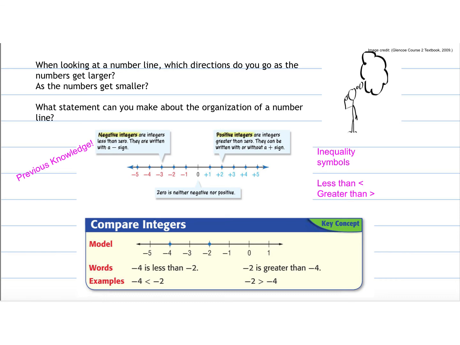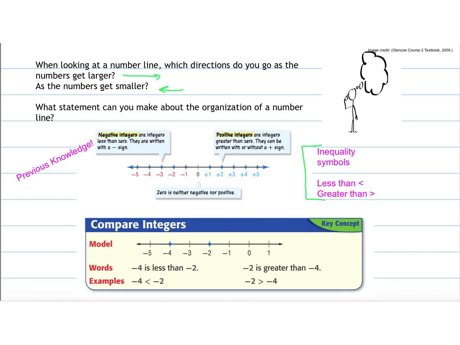Okay, again, some things to think about here. When looking at a number line, which directions do you go as the numbers get larger? Okay, as the numbers are getting larger, we're going to the right. As the numbers get smaller, we're going to the left. And so what statement can you make about the organization of a number line? Okay, so then just thinking about how number lines are made up. This again is review from earlier. The positive integers are to the right, negative are to the left. This part we want to make sure we know.